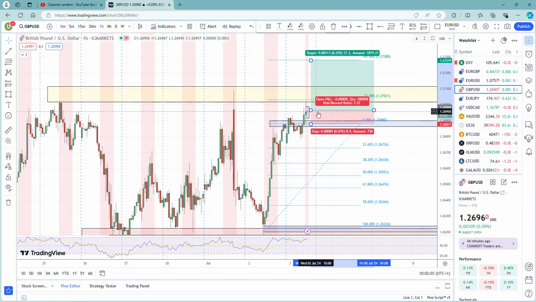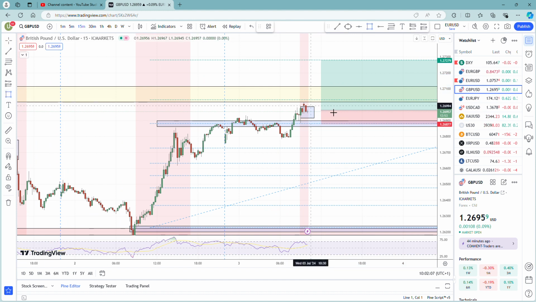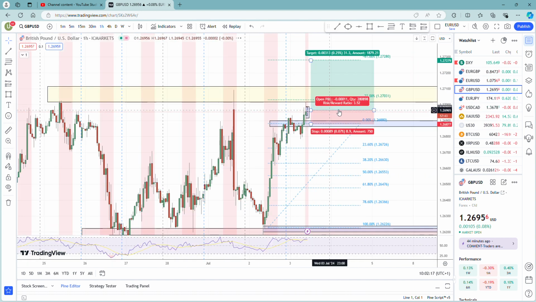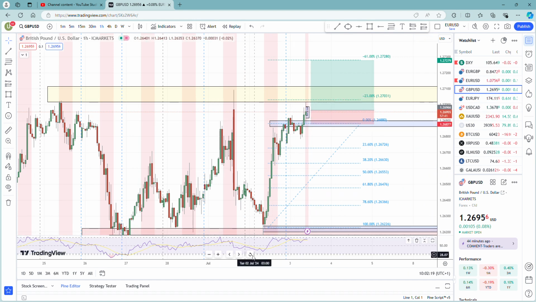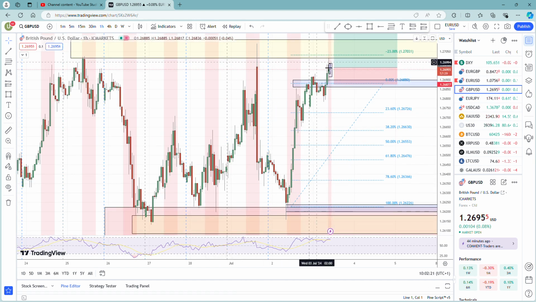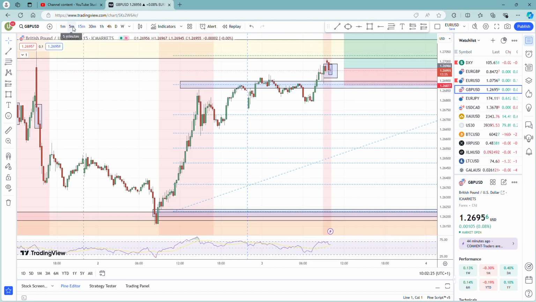Cool. That's entered. We'll see how that plays out. It's not a good trade, but as you can see here, it's kind of rejected the H4 resistance, but I've entered a buy trade, so we'll see how that plays out. But I wouldn't recommend buying at H4 resistance. That's not a good trade, to be honest. But we'll have to wait and see how that plays out.